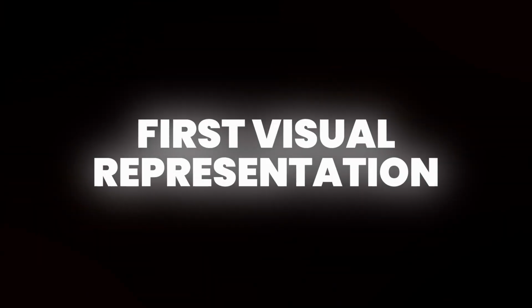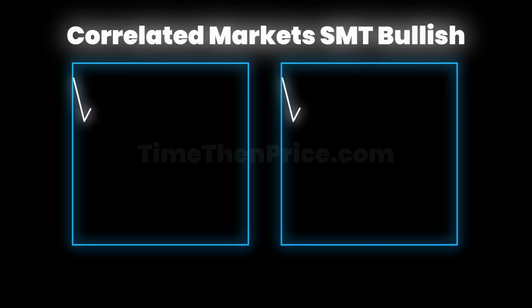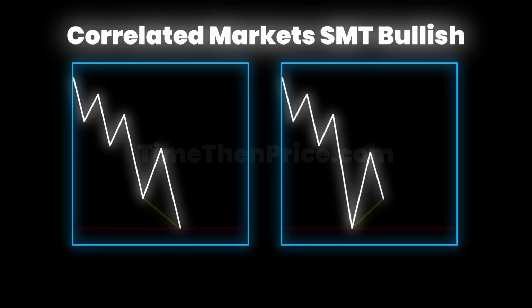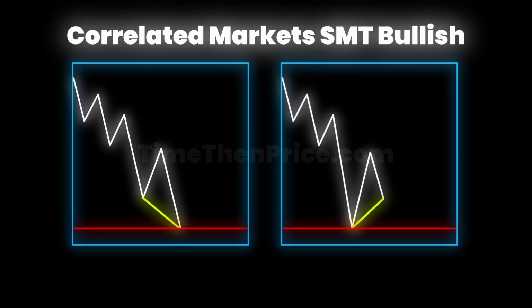Let us take a look at the first visual representation of what SMT looks like within the markets. As you can see, two correlated markets moving lower in tandem with one another. We can see that lower highs and lower lows are being made. Eventually, the markets reach a red line. This red line represents a key price level. This is our point of interest.